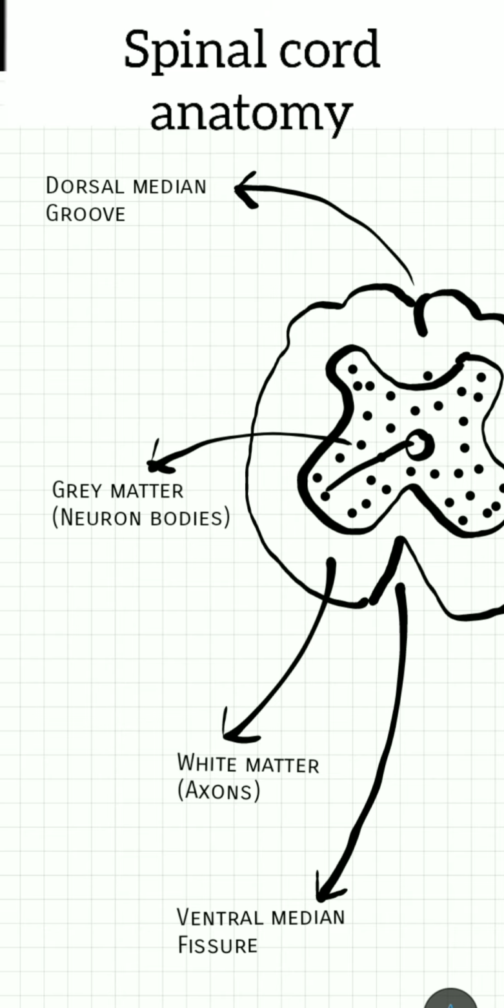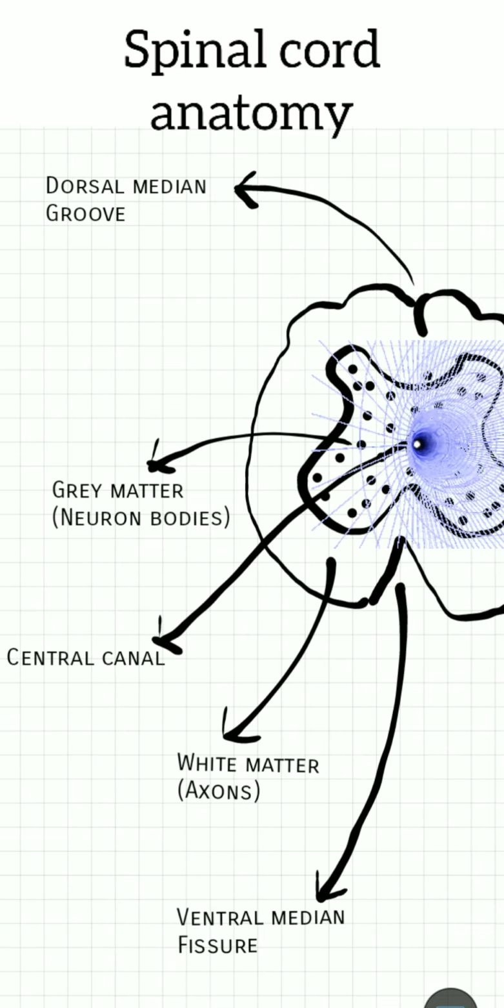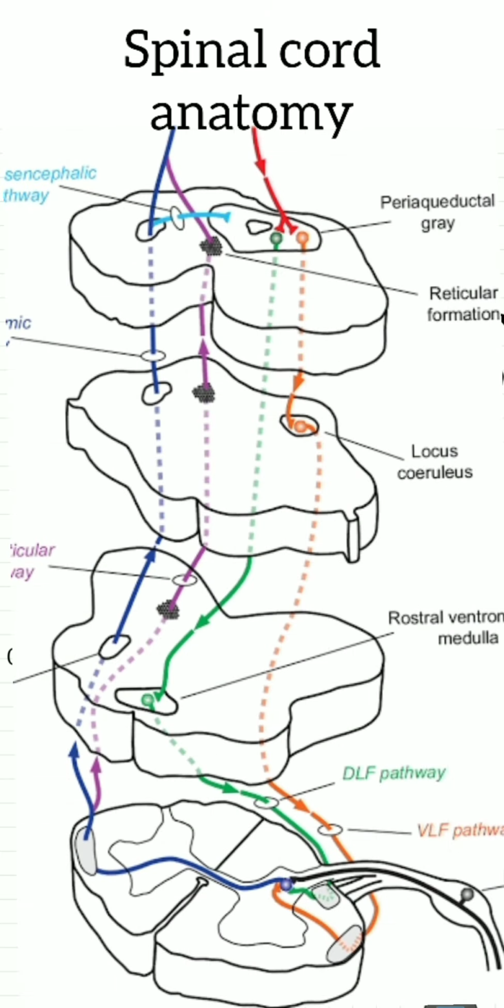The central canal runs through the center of the spinal cord. The cerebrospinal fluid travels in it. Let's look at some less obvious features of the spinal cord.